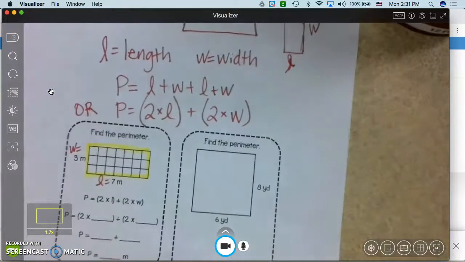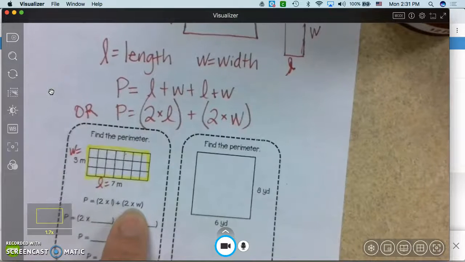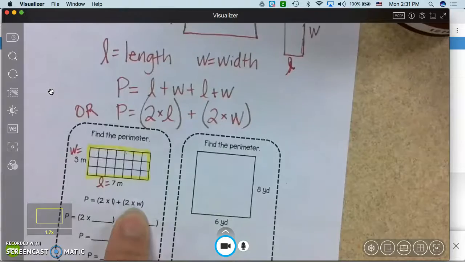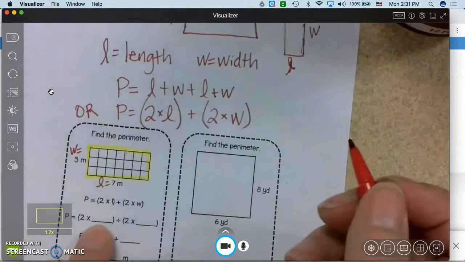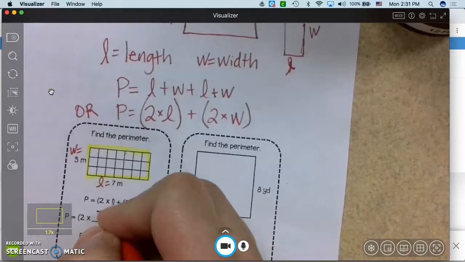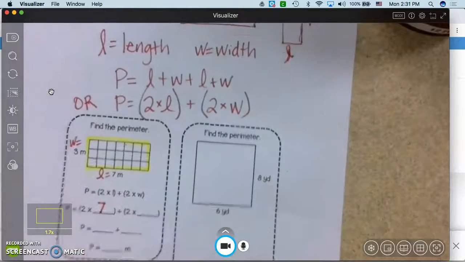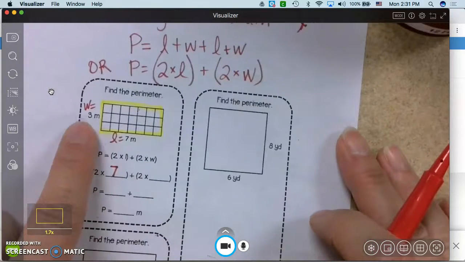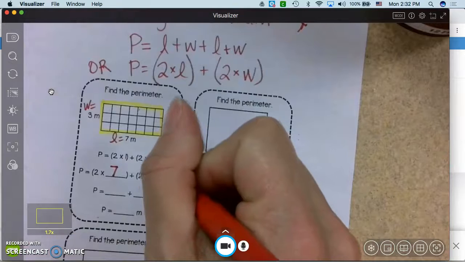All right, so we're going to use the formula P equals 2 times L, where L is length, plus 2 times W, where W is width. All right, my length is 7, so now instead of writing 2 times L, I'm going to write 2 times 7. So in that blank, put a 7 because our length is 7. And then my width is 3. So instead of 2 times W, I'm now going to write 2 times what? 3. Good.